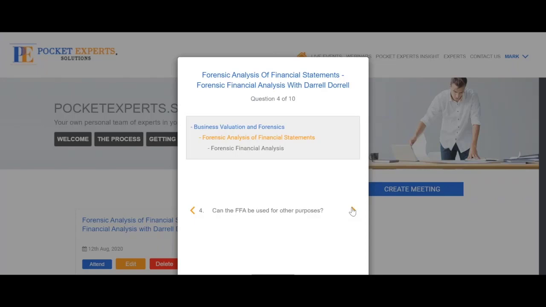Can the FFA be used for other purposes? Yeah, you raise a great point there, great question. The forensic financial analysis has strengths and weaknesses that inevitably result from an educational process, with the weaknesses sometimes outweighing the strengths.